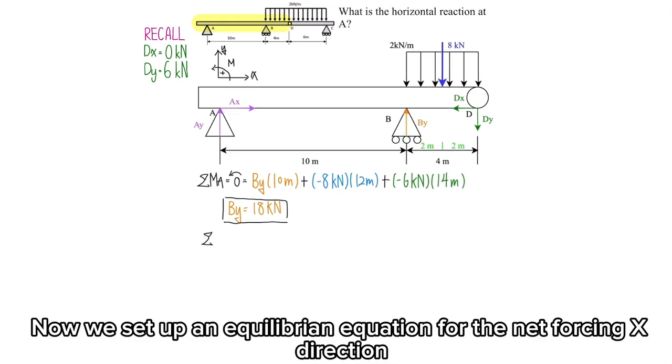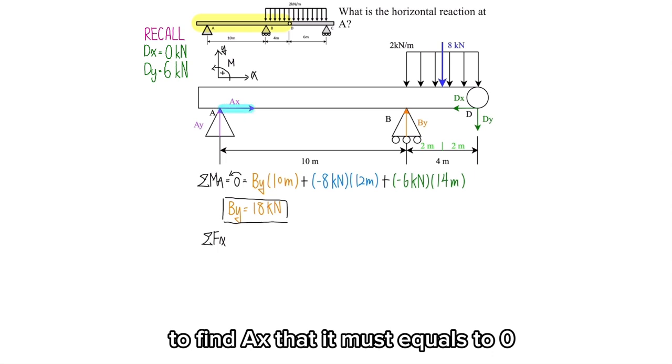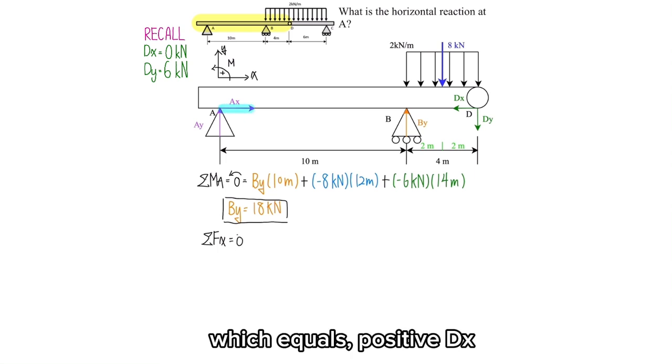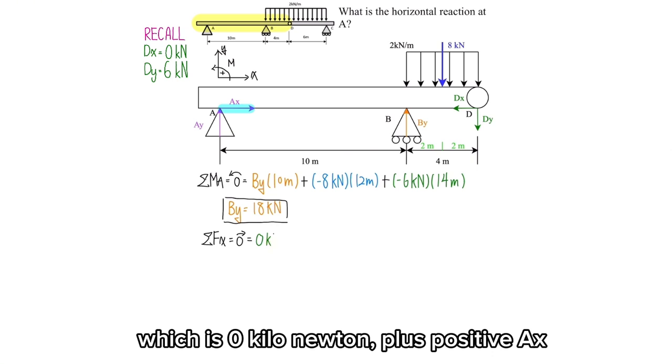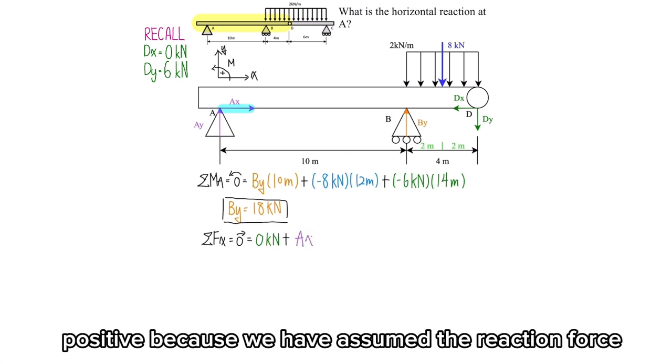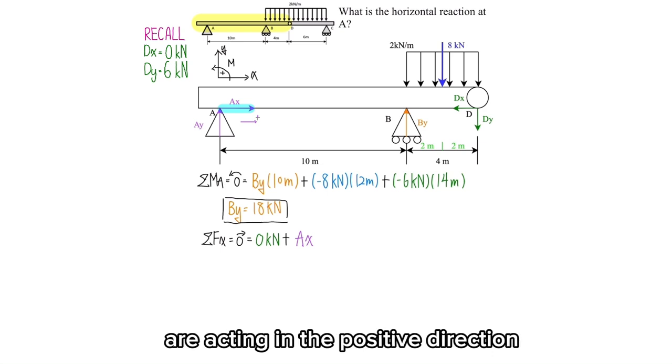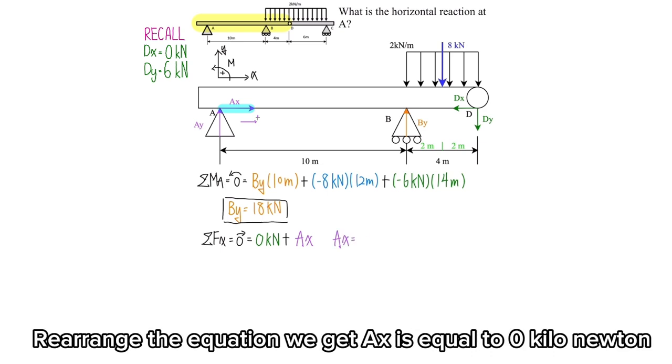Now we set up an equilibrium equation for the net force in the x direction to find Ax, which must equal 0, which equals positive Dx, which is 0 kilonewtons, plus positive Ax, positive because we have assumed the reaction forces are acting in the positive direction. Rearranging the equation, we get Ax equals 0 kilonewtons.